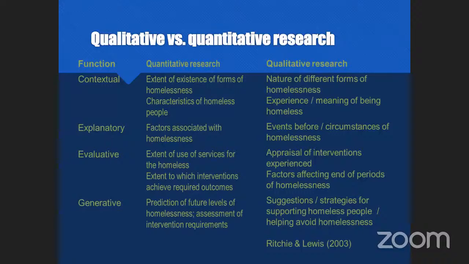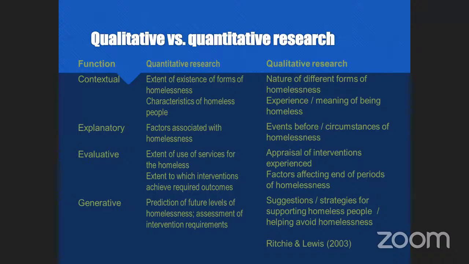Also, in terms of function, quantitative research looks at the contextual fact of the extent and existing forms of homelessness, for example, which can include the characteristics of homeless people, while qualitative research can explore the nature of different forms of homelessness and the experience and meaning of being homeless. So this is just an explanation of how different types of research methods can analyze the same problem.